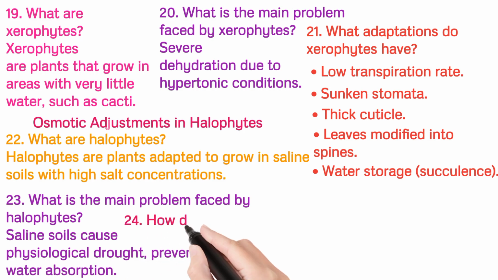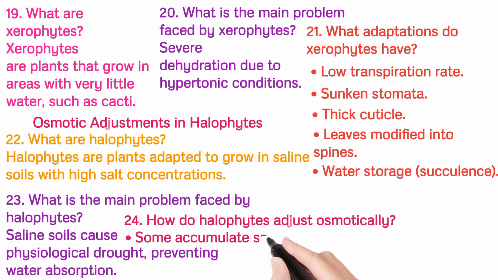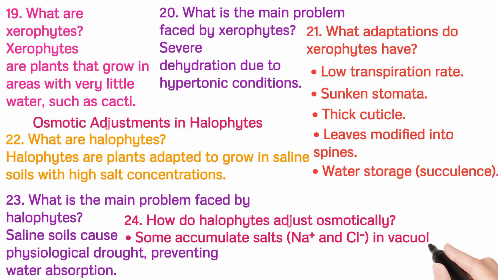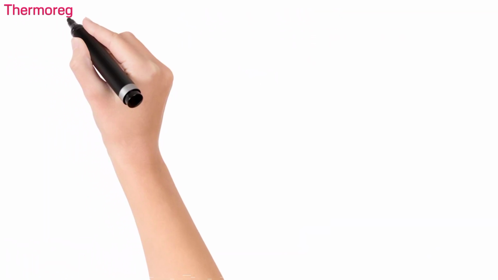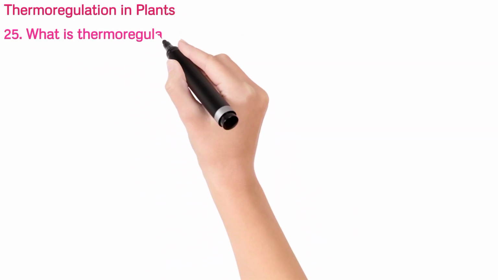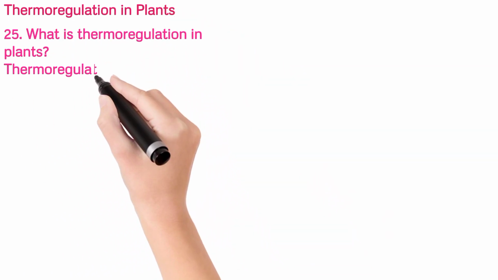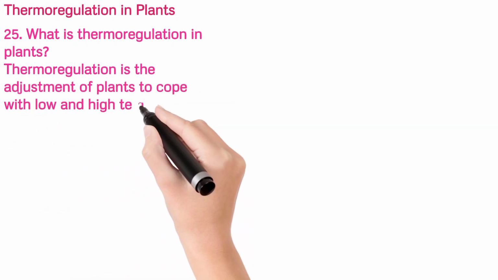24. How do halophytes adjust osmotically? Some accumulate salts, sodium and chlorine ions, in vacuoles. Others produce compatible solutes like glycine and sorbitol. Thermoregulation in plants. 25. What is thermoregulation in plants? Thermoregulation is the adjustment of plants to cope with low and high temperature stress.